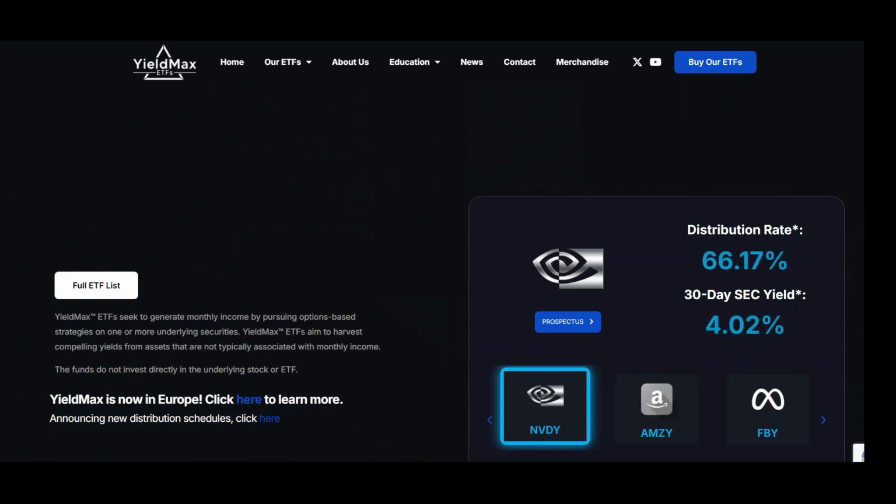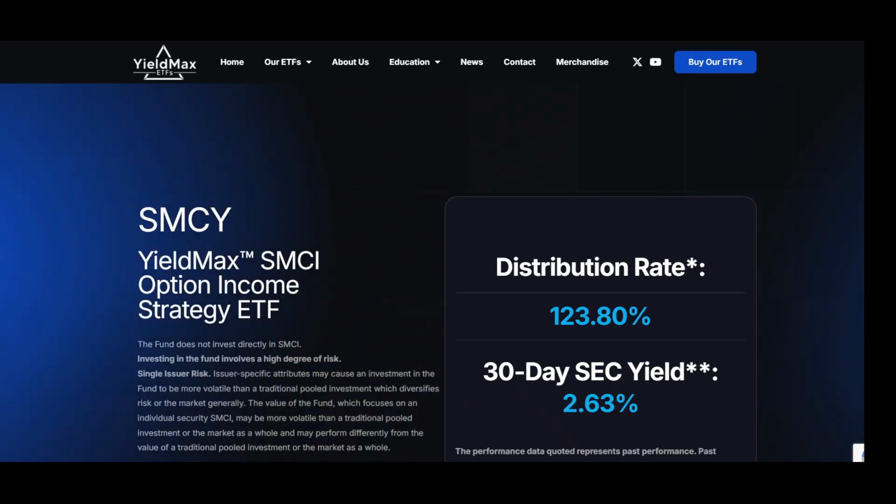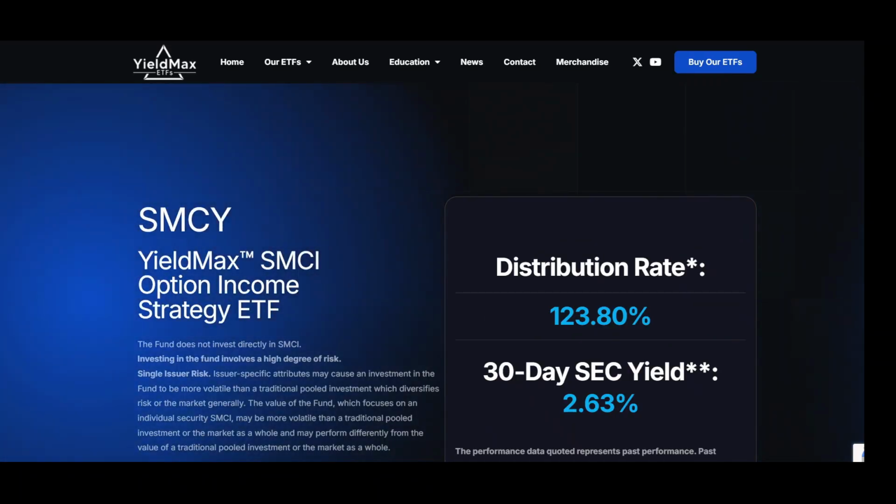So let's take a look at a YieldMax fund that we haven't looked at in a while, and that's SMCY. Stick around and let's see where it's at on the charts.